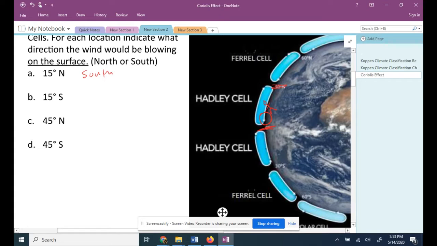If you're standing right here, then the wind would be blowing north. If you're standing at 45 degrees north, which would be right here, the wind is blowing to the north. And lastly, if you're down here at 45 degrees south, halfway between 30 and 65, just draw another little arrow there, the wind would be going to the south.